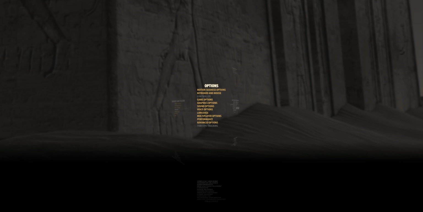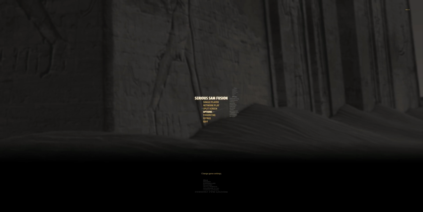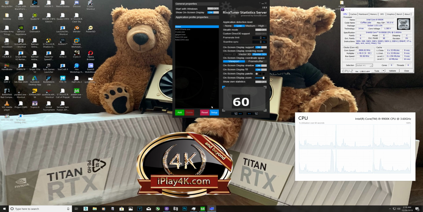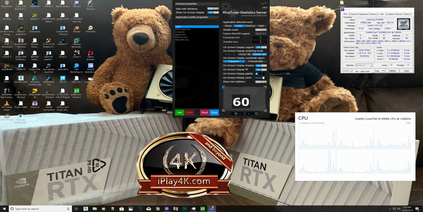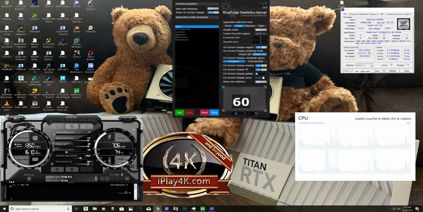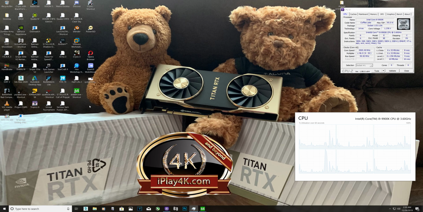Okay, it doesn't want to do us. Okay, what we're gonna do, we're just gonna quit this, and we're gonna reload the game, and we're going to reload the overlay as well. So I'm going to close this. We're going to reload the game, guys.